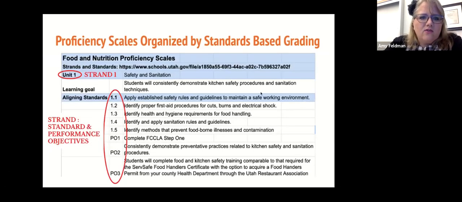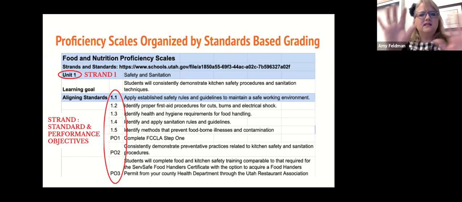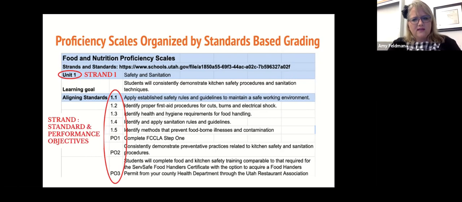Okay. Now, I have started a Google, it's not a slide, not a Google Doc, not a Google Slide, but a Google chart or whatever. I can't think of the name right now. But anyway, I titled it Food and Nutrition Proficiency Scales. I put my strands and standards there so I can always access them. I call each strand a unit. So I am sitting here typing out this information, cutting and pasting from the strands and standards to create this, okay? So these are my proficiency scales I have created.